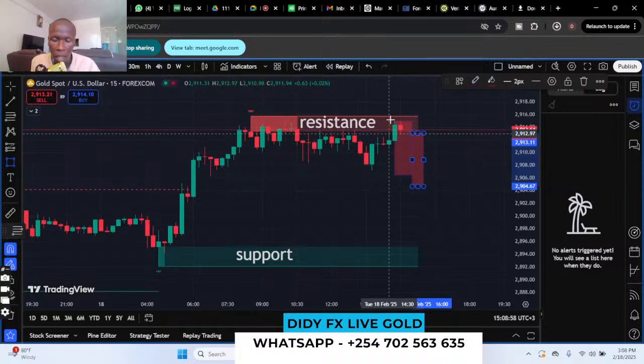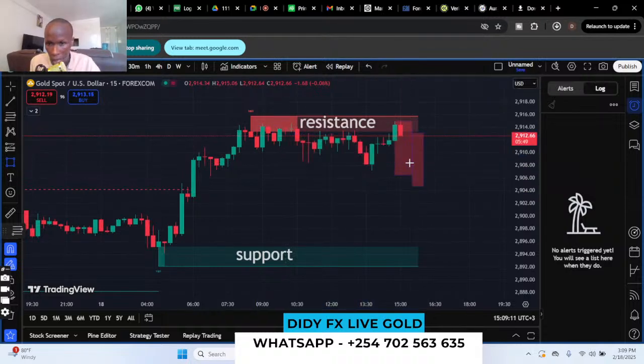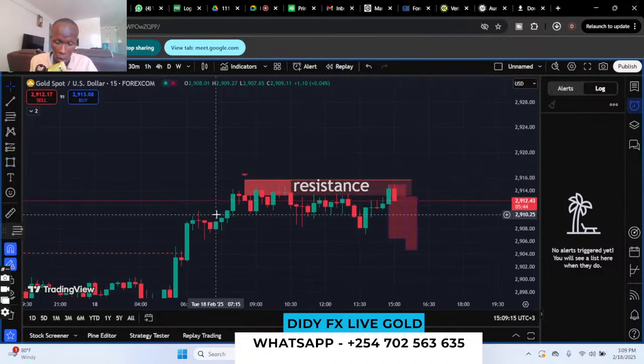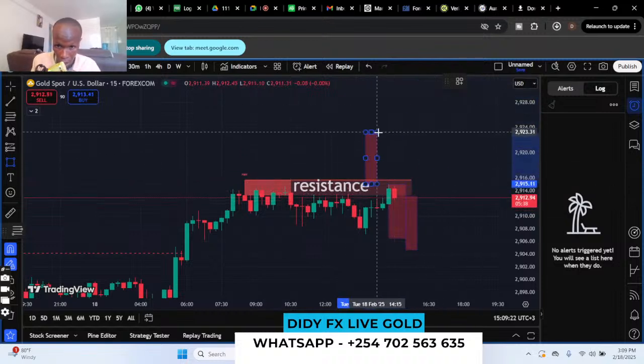Now this is our consolidating zone. This market has been consolidating here for the longest time, since the morning. So we said we are waiting for a very strong bearish candle to give us momentum for sales. Now if you want to buy, we are waiting for any candle that breaks above this area and closes with a body.